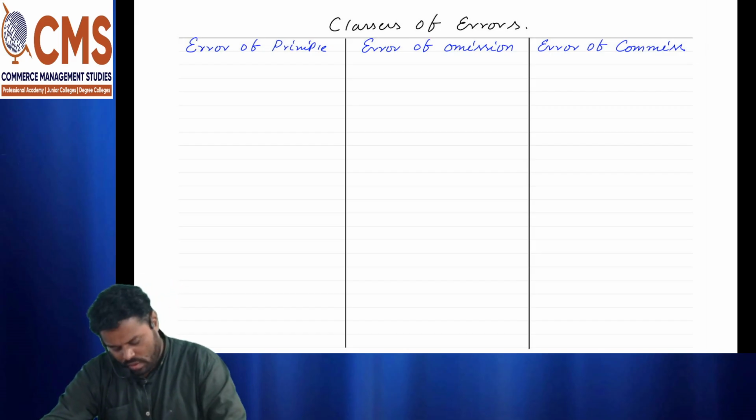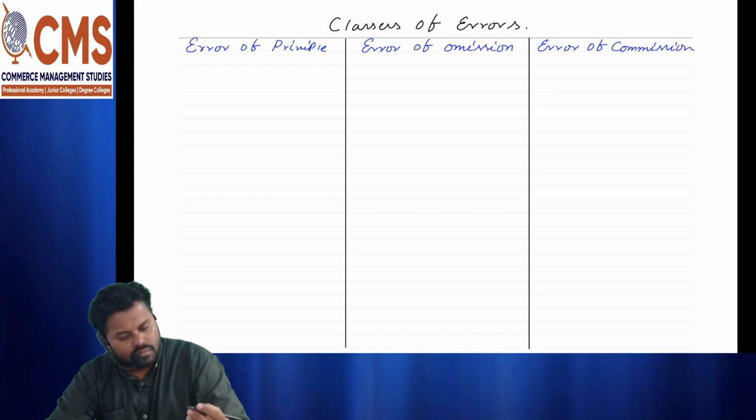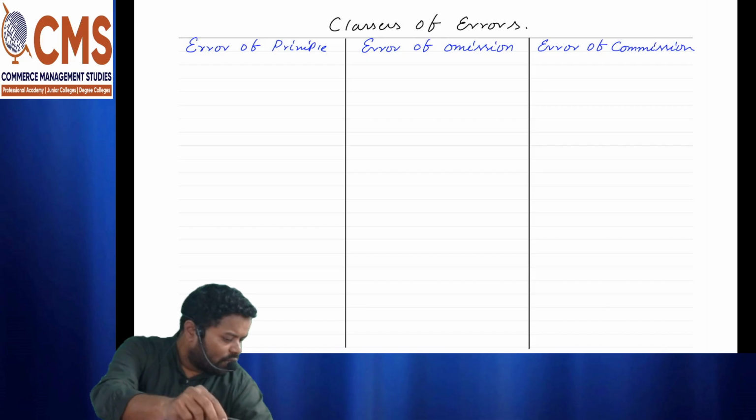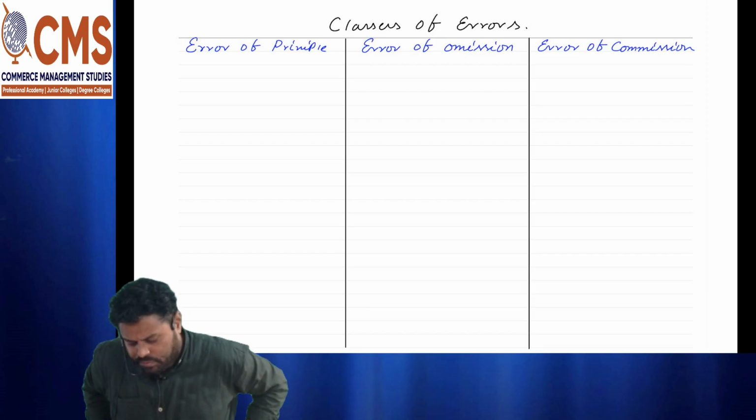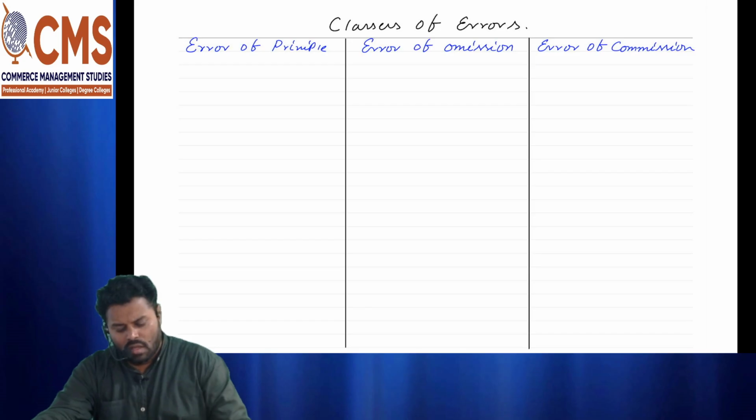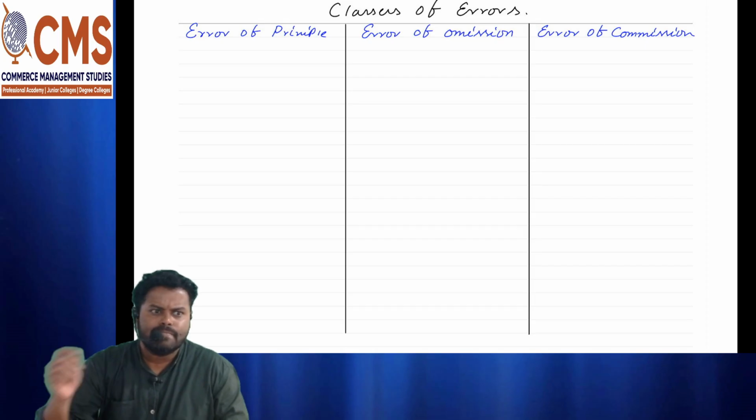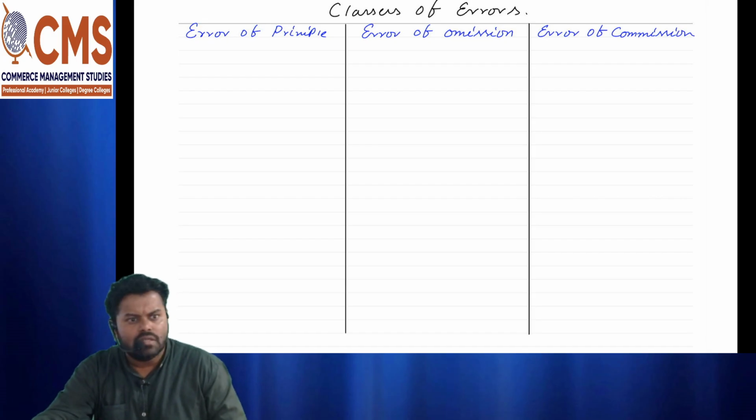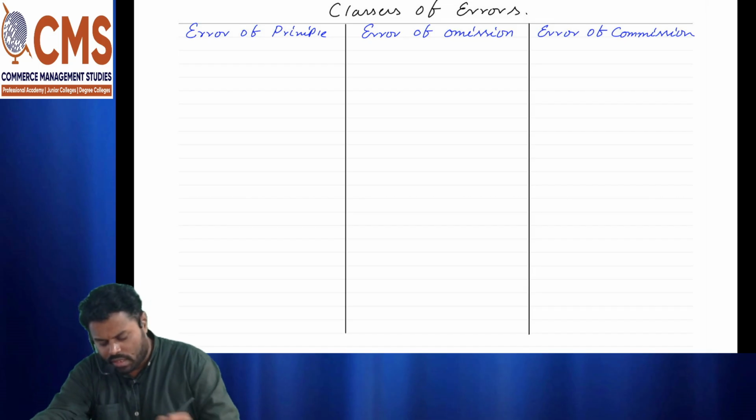Right. So error of commission here. So let's understand the first one, the class error of principle. What is error of principle? Treating real account as nominal, nominal to personal. How many combinations? 3 into 3, 6, 9. 9 combinations. Let's not go with that.